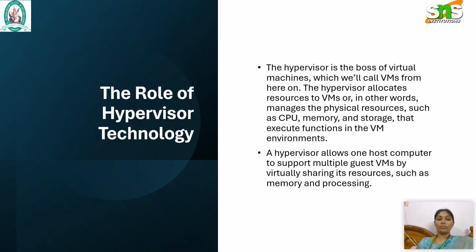Next, the role of hypervisor technology. The hypervisor is the boss of every virtual machine. We can say a hypervisor allocates resources to virtual machines and manages those physical resources such as CPU, memory, and storage, and executes functions in the virtual machine's environment. A hypervisor allows one host computer to support multiple guest virtual machines by virtually sharing resources such as memory and processing.